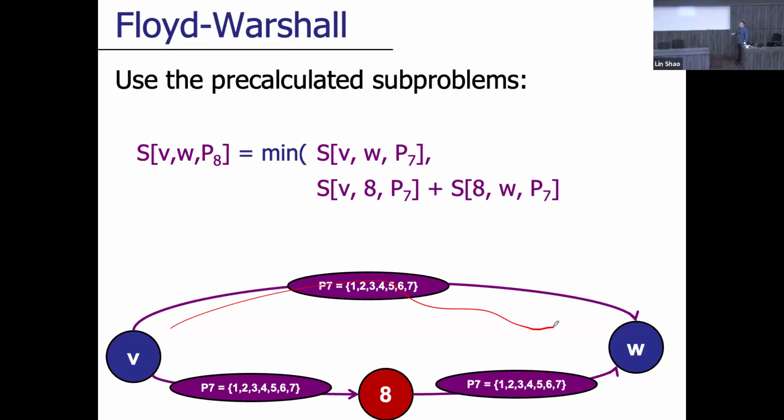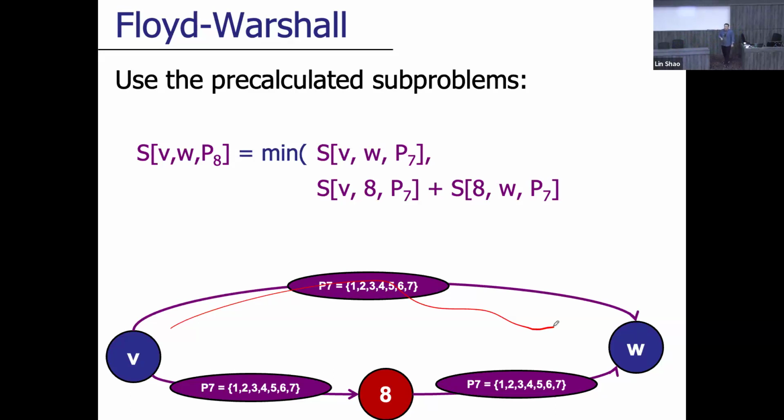However, there's another possibility, which means that node 8 appears in the shortest path from V to W, where you only utilize nodes in P8, right? In this case, if node 8 appears in the shortest path, the shortest path could be divided into two parts: the shortest path from node V to node 8, and the shortest path from node 8 to W, only utilizing the intermediate nodes in P7, right? That is the relationship that we need to identify.